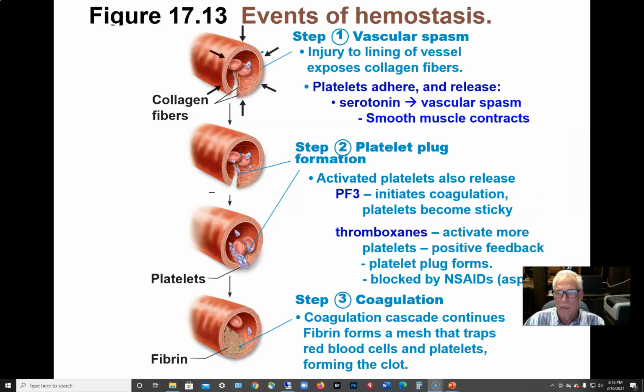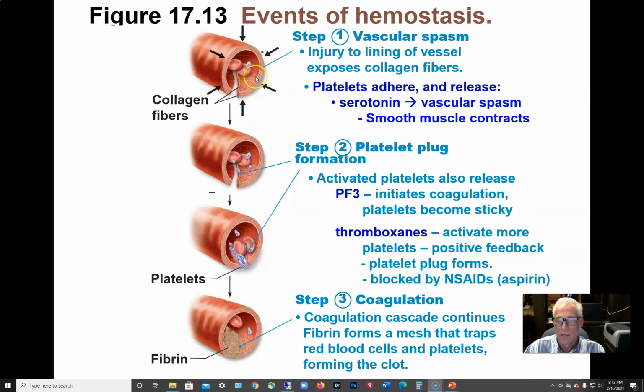All right, so what do we got? We have a damage to a blood vessel. We have a torn blood vessel, and blood is leaking out. We're bleeding. Well, the first thing that happens is some platelets adhere to the surface where the blood vessel wall is torn, and they release their granules.